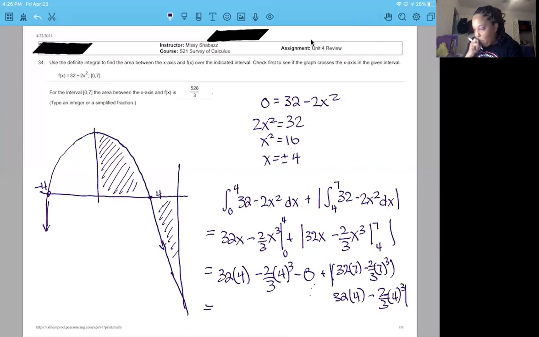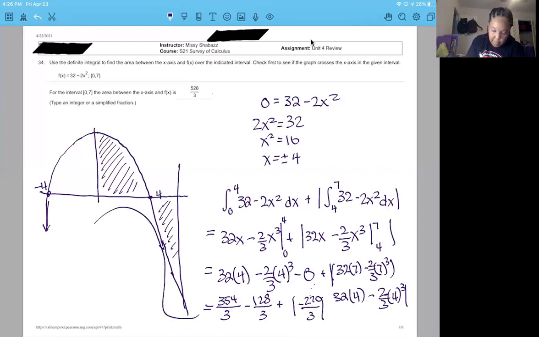All right, what I end up with is 354 over 3. Everything I'm going to have with a common denominator of 3, minus 128 over 3. And what I end up inside the absolute value is negative 270 over 3. And I'm going to have to put it over here because I'm out of room. But you should get 526 over 3. All right, and that is the last one. Good luck to everyone taking the final and have a great summer break.